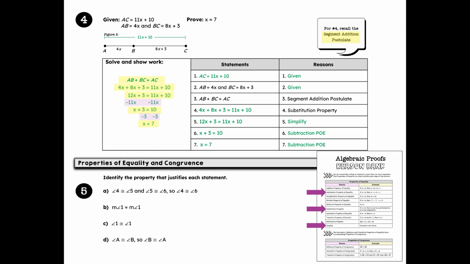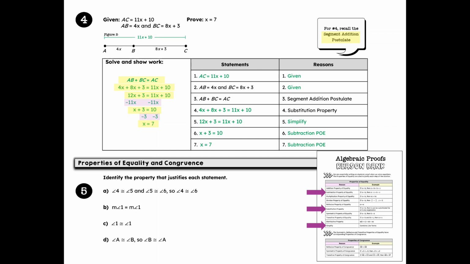So we use the angle addition postulate in example number 3 and the segment addition postulate in example number 4. In anything that you're going to do today, I'm going to give you that information if it's a segment addition or angle addition postulate. Everything else that you're going to use is in your Algebraic Proofs reason bank. It's that page that you've been given.